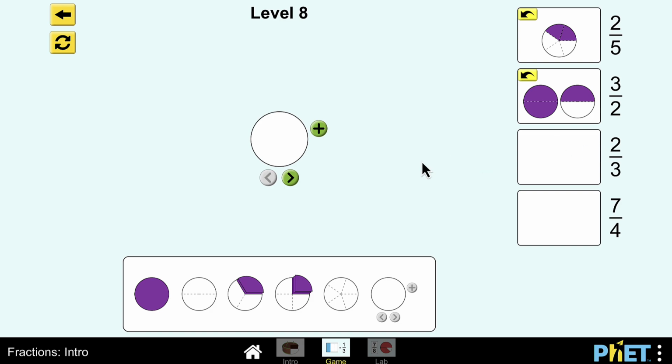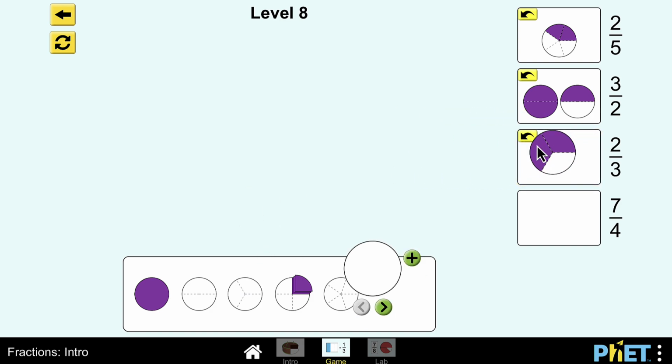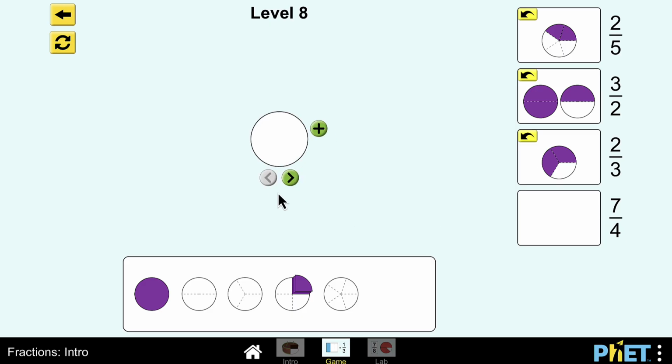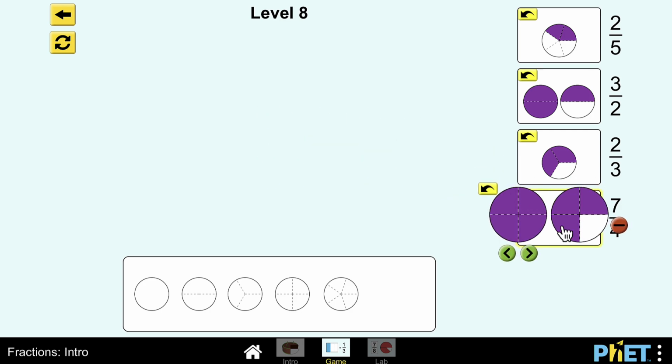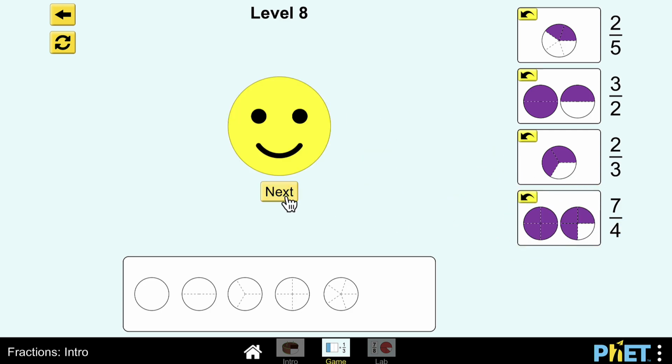What about 2/3? Let's divide this to thirds and bring them from here. Good job. 7 over 4. How can I do this? I need 2 because 4 over 4 is 1 whole, and I will need 3 more quarters. So I'm going to divide all of them to quarters. 4 quarters is 1 whole, 3 quarters more. So that's 1, 2, 3. And if you count 1, 2, 3, 4, 5, 6, 7 over 4 in each whole. So 7 quarters.